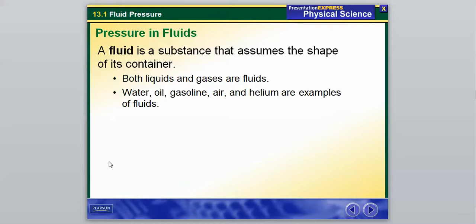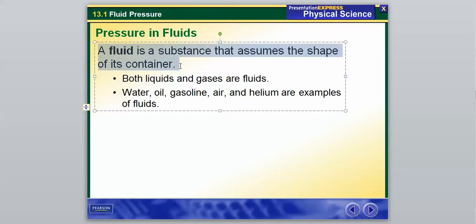Again, we've talked about that when we talked about fluid friction, but a good general definition for a fluid is a substance that assumes the shape of its container, and our general examples are that both liquids and gases can be classified as a fluid, and so they just list here below water, oil, gasoline, air, helium.